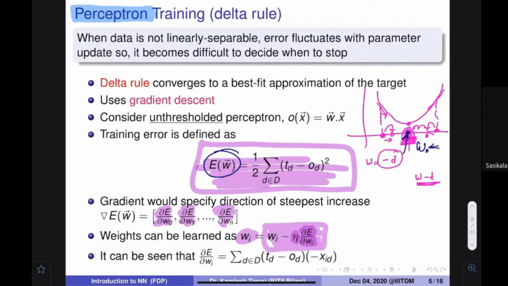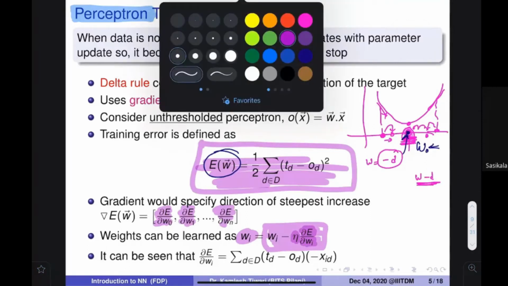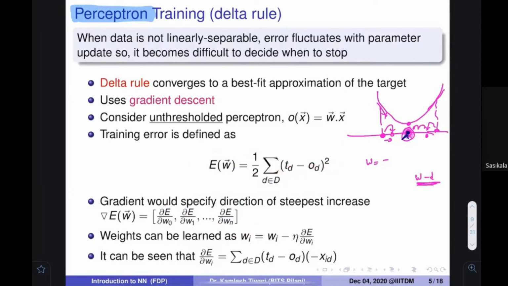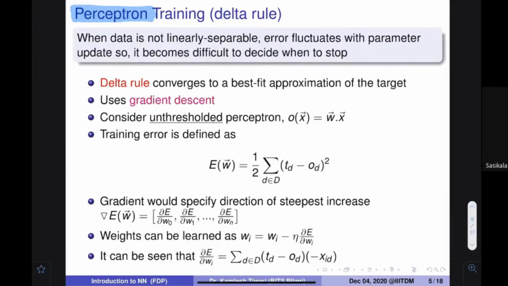And if you want to find the derivative term, as I told you, I have just written it. I will not go into that much calculus, but you can work it out by yourself: for a particular Wi, the derivative of E comes out to be this. So I'm not going into much detail on this, but let's assume that you can find out the derivative of this particular function. Make sense?